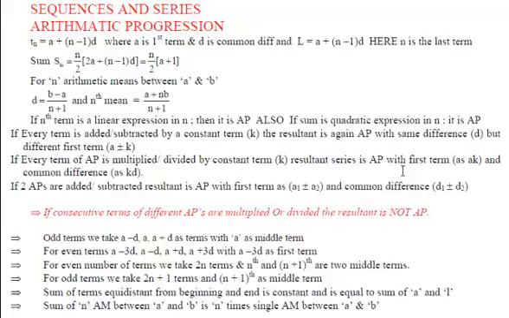Now the sum of terms equidistant from the beginning and end is again a constant, which is again a plus L, and the sum of n arithmetic means between a and b is n times the single arithmetic mean between a and b. This is the important thing for the arithmetic progression.